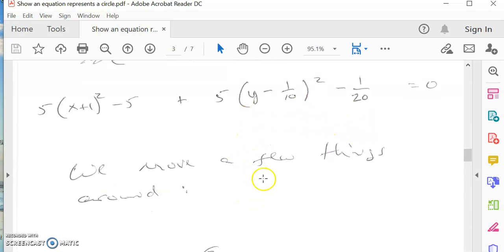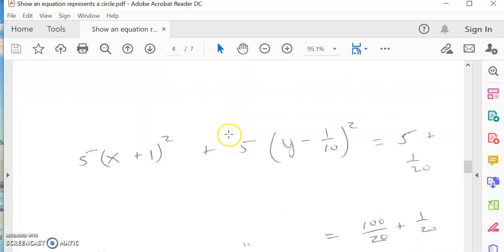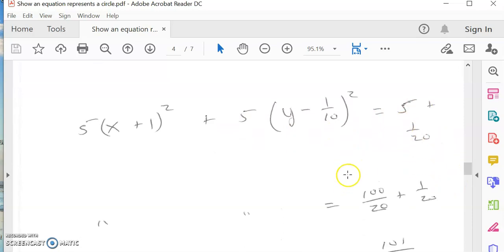So let's go ahead and make it look more like what we want, okay? Let's move a few things around. Let's put this negative 5 and this negative 120 over here, and we'll see what happens. So we put that over here, okay?